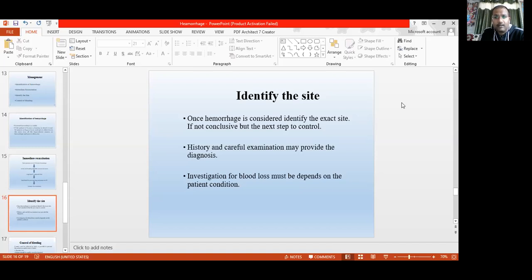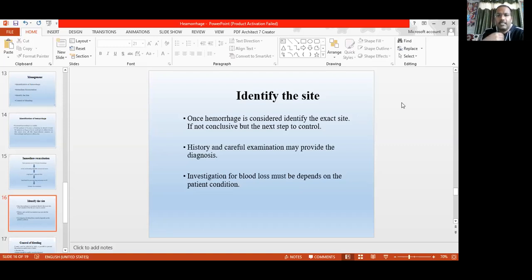Resuscitation can only give you more time to plan things, but resuscitation is not the treatment. It is just supporting treatment of that bleeding, so that you can plan and make arrangements. But if there is bleeding, you must stop the bleeding. And to stop the bleeding, you must know where it is coming from.